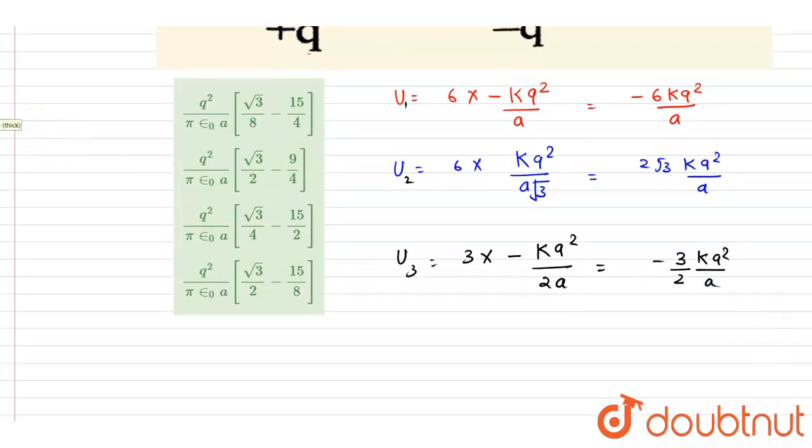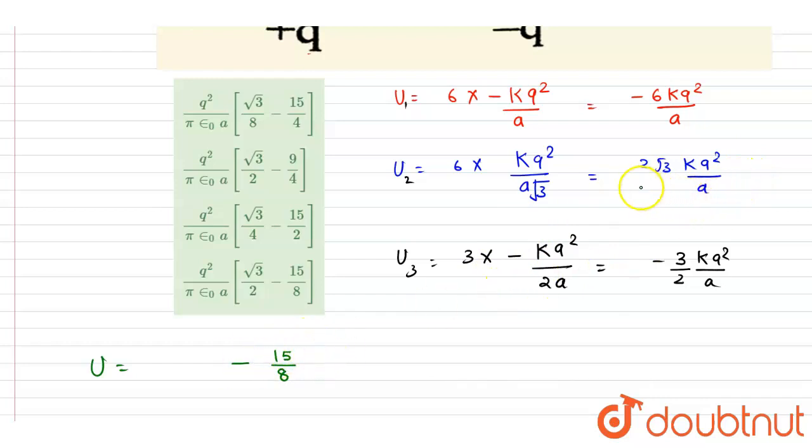Now just add them and you will get your answer. So just add them. This is 3 by 2 and this is 12 by 2, so it will be 15 by 2. So 15 by 2, and we know that k is 1 by 4 pi epsilon naught. So it will be 15 by 2 into 4, and we will take this kq square by a outside.